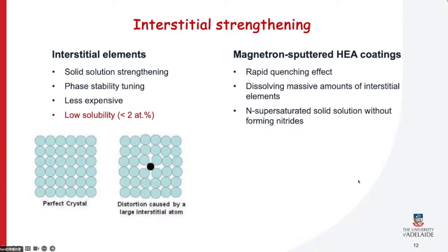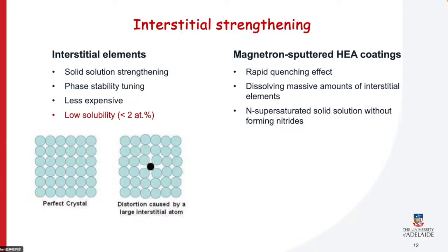If you're working on thin films and coatings, you should be quite familiar with magnetron sputtering. It is a physical vapor deposition technique used for depositing high quality coatings. It's a bottom-up approach. So the rapid quenching effect is very important, because it deposits the coating layer by layer, atomic layer by atomic layer. So the cooling rate is super fast. The high cooling rate will suppress the diffusion.